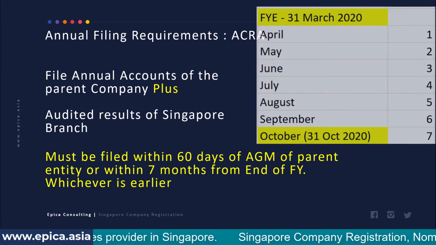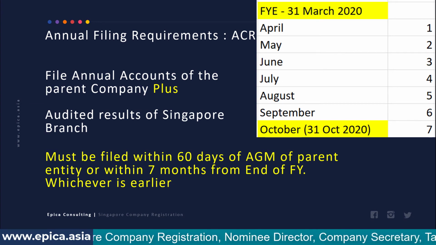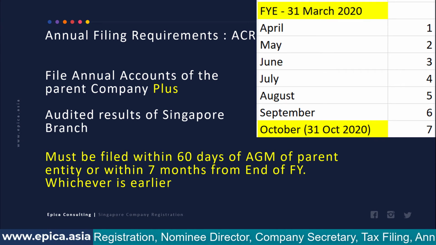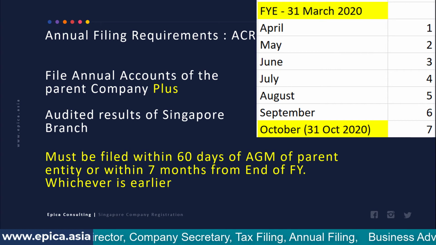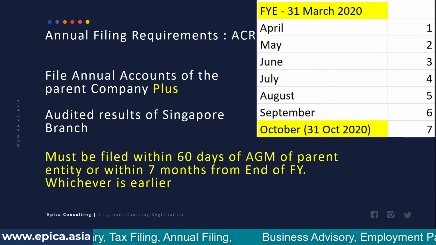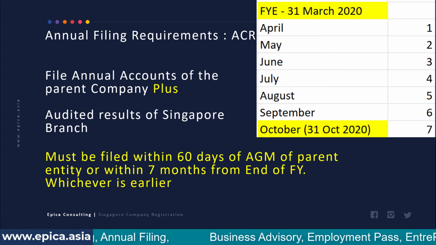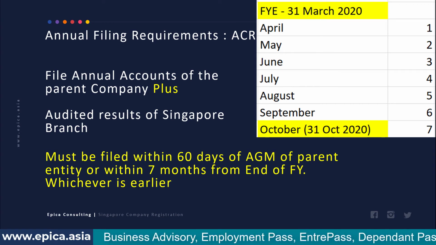So just to take an example, let's say that the financial year end of the parent entity is 31st March 2020. If you count 7 months, it comes to 31st October 2020. So before 31st October 2020, you must file your parent company accounts and Singapore branch accounts with ACRA.